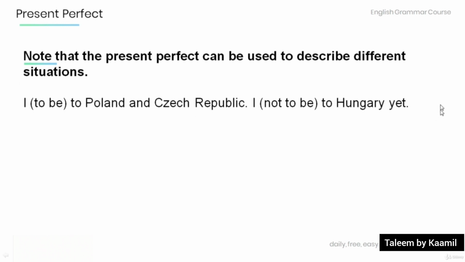Now read the following sentences and provide the present perfect form of the words in the bracket. I to be to Poland and Czech Republic. I not to be to Hungary yet.